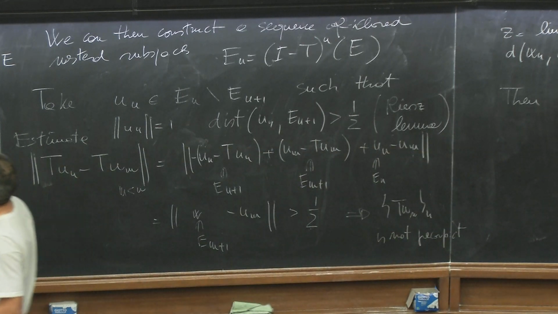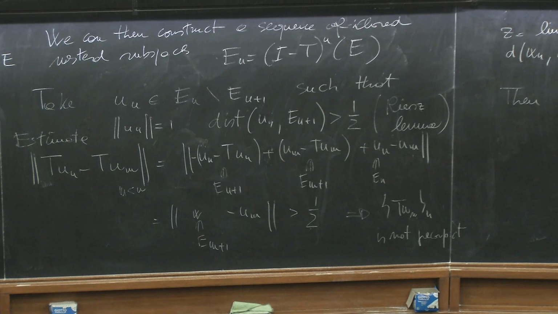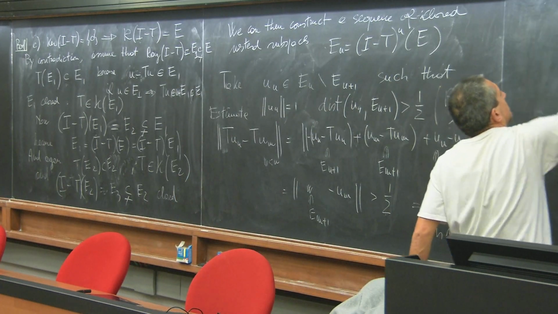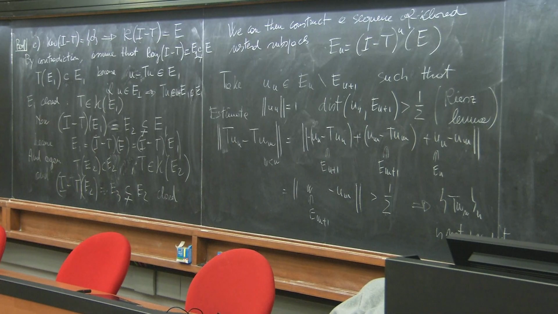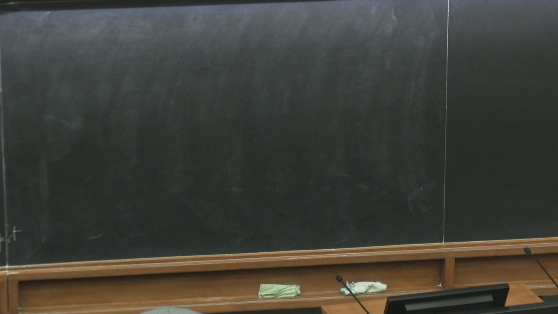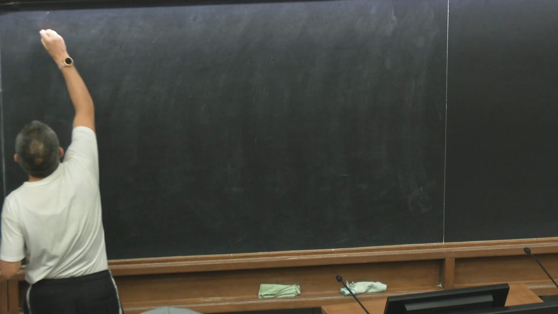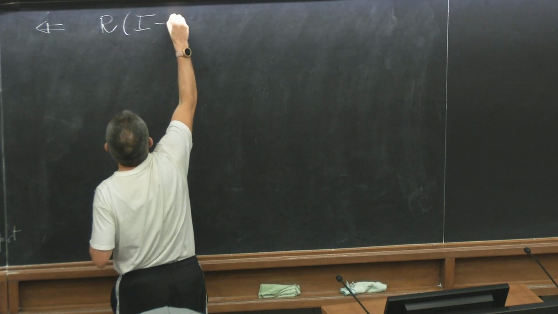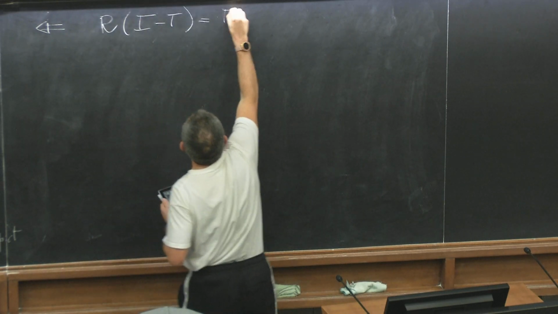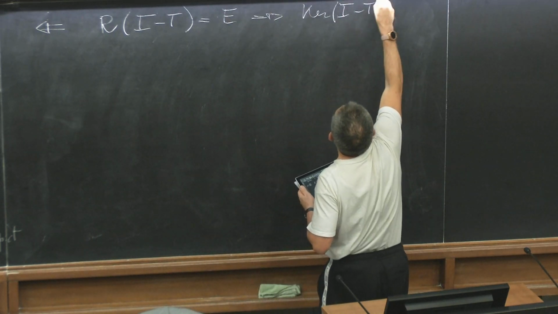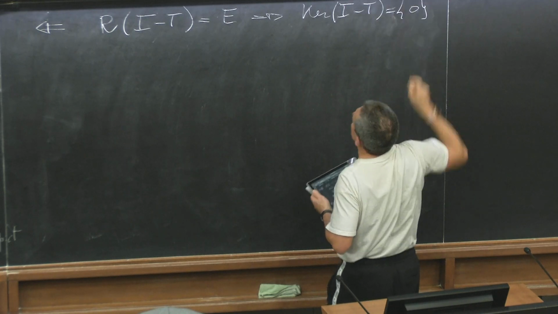So now we have this implication. By contradiction, if this is 0, the range is whole. So let's do the opposite implication. So we have to prove that assuming the range of identity minus T is the whole space, then the kernel is only 0.